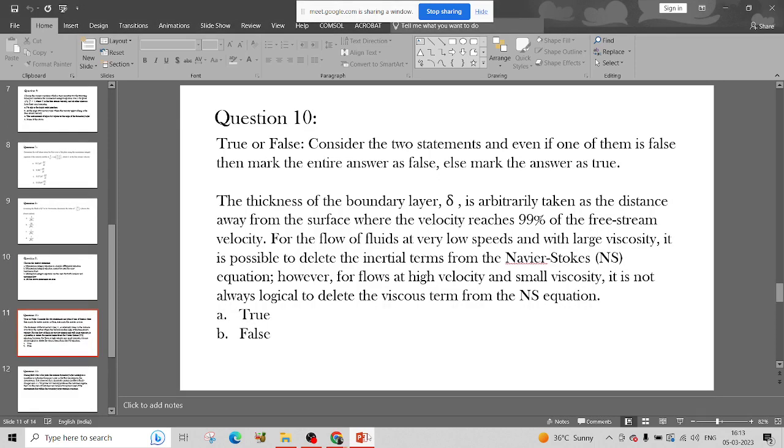The thickness of the boundary layer delta is arbitrarily taken as the distance away from the surface where the velocity reaches 90% of the free stream velocity. For the flow of fluids at very low speed and with large viscosity, it is possible to delete the inertial terms from the Navier-Stokes equation. However, for flows at high velocity and small viscosity, it is not always logical to delete the viscous terms from the Navier-Stokes equation.